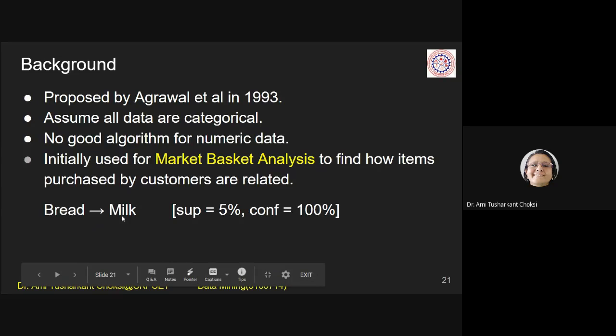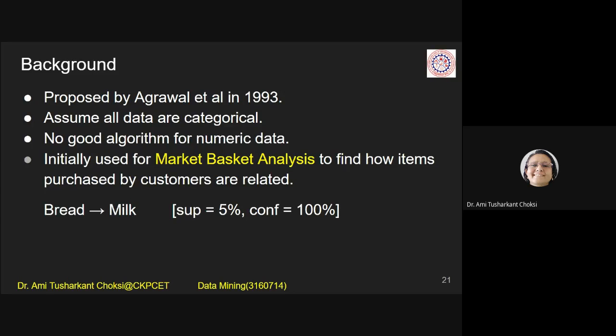For example, here we have considered bread implies milk. It means if a person purchases bread, it implies that the person will purchase milk also. And we can say this with SUP equal to 5% and CONF equal to 100%. Now what is this? SUP and conf are the two important terms for association rule mining. They are support and confidence. What they are and how to find them, we will see further.